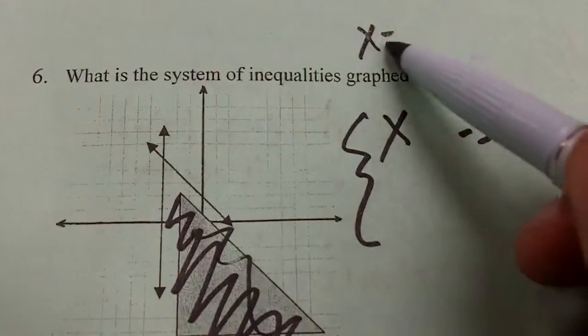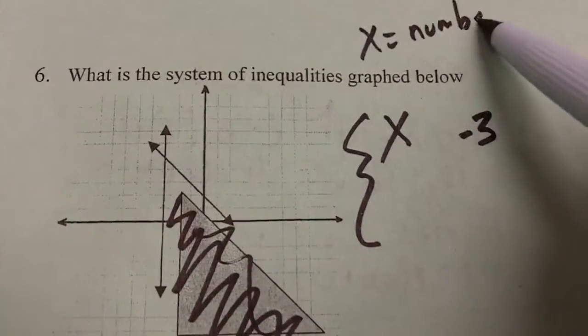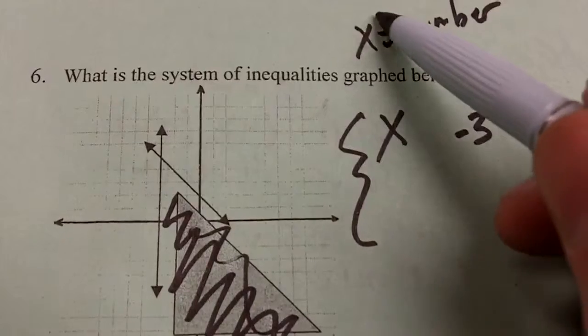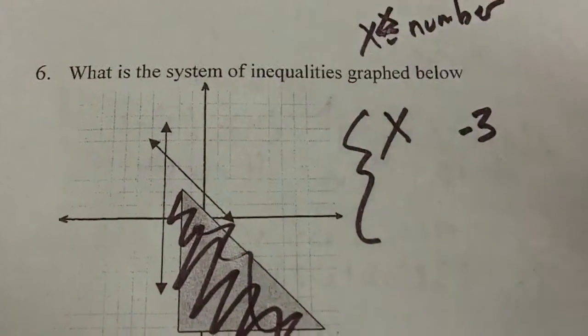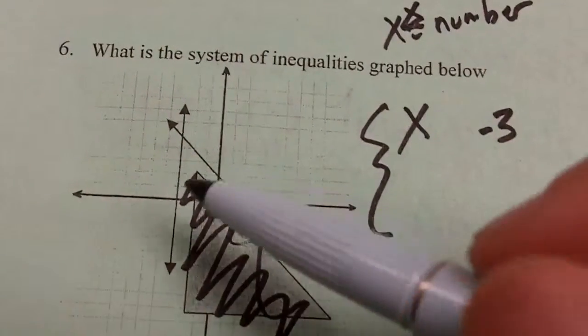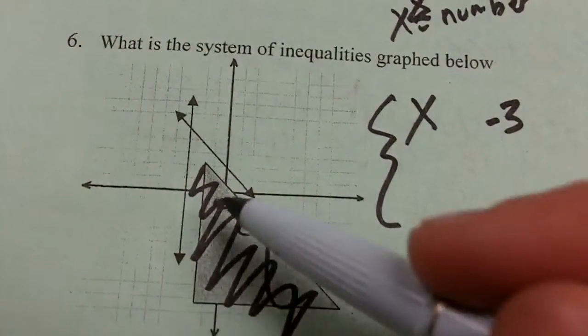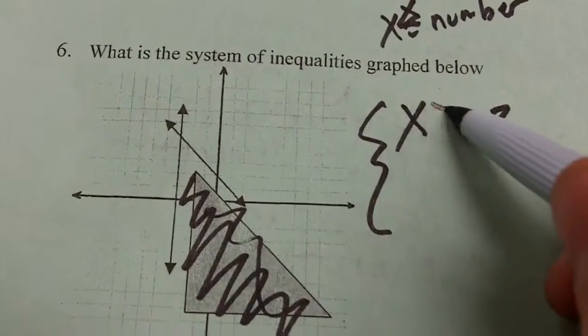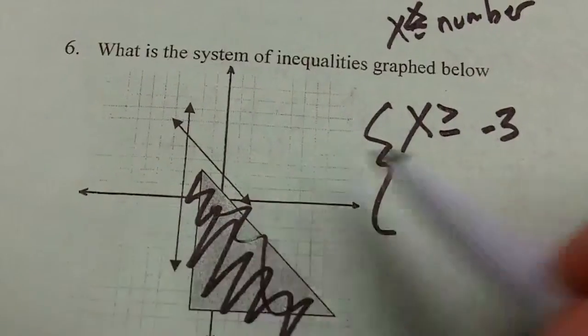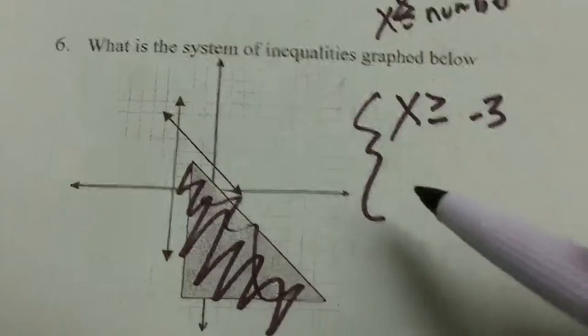Vertical line is always x equals a number. In this case, since we're doing an inequality, it's not going to be an equals, it's going to be a greater than or a less than or something. So this vertical line is shaded to the right. Those are the numbers that are bigger than negative 3, so it must be greater than or equal to negative 3. The equal to then is because it's solid.